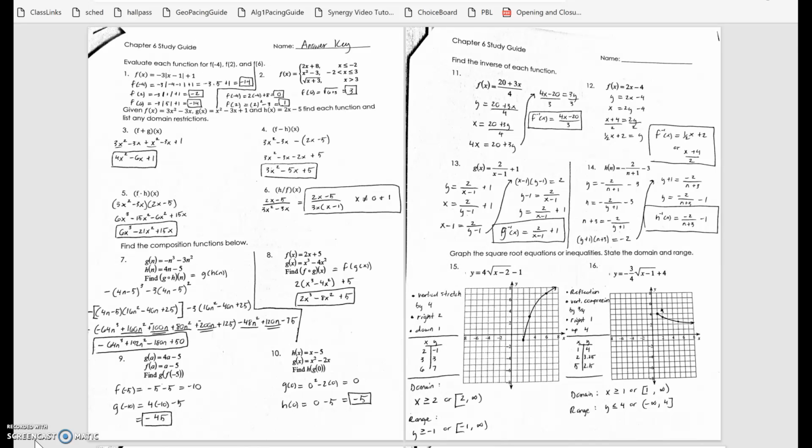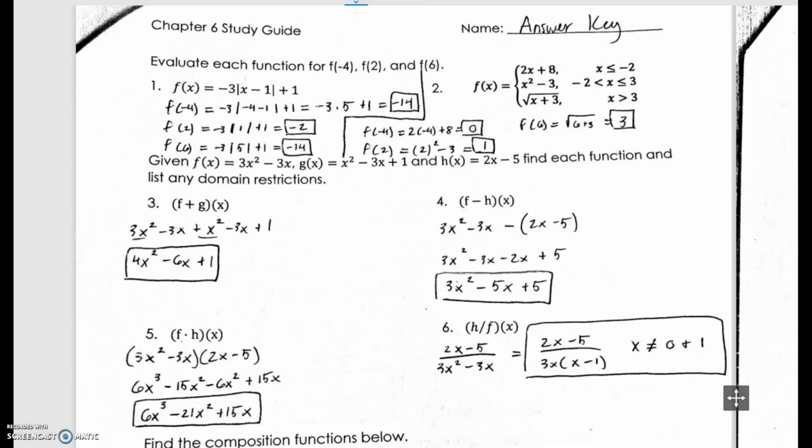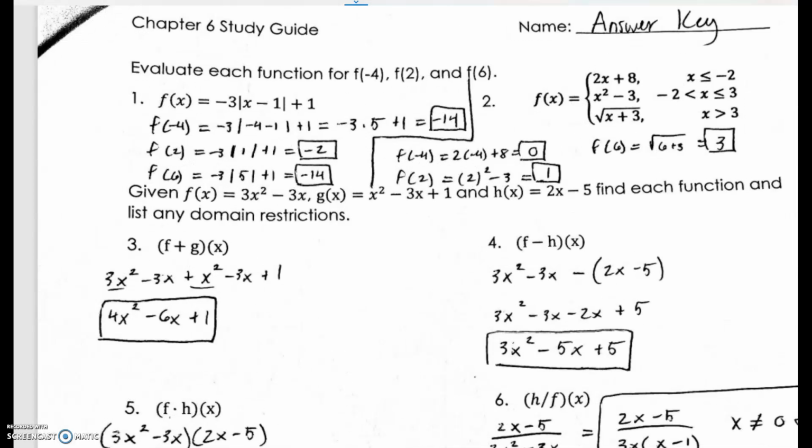Alright, let's take a look at the front page, starting with number 1. In number 1 I have an absolute value function, and you're plugging in 3 different numbers for it just to get lots of practice. So when we plug -4 in, as you can see in this answer document, all you're doing is plugging it in for the input, and then you're getting your output, right?